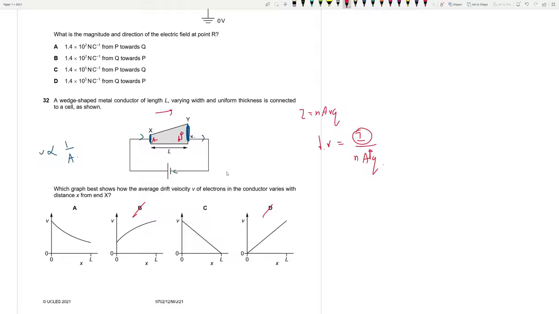Basically, I can teach you another trick. It can't be C because it's showing us that electrons stop moving at end Y. That's wrong. So it's not this either. It has to be A. And remember, the variation is non-linear. Okay, so 32 is A.